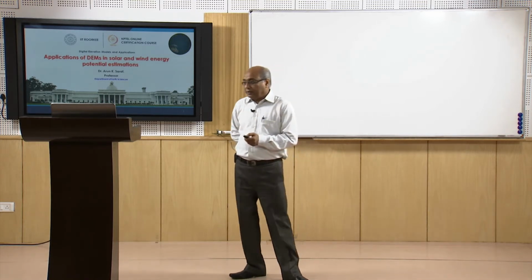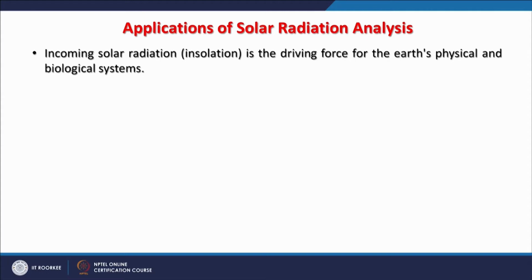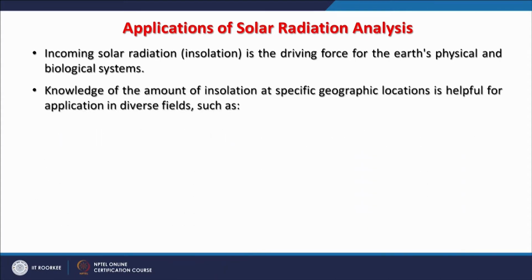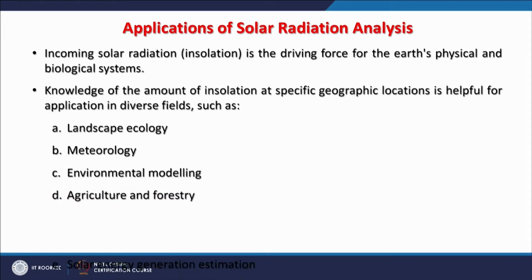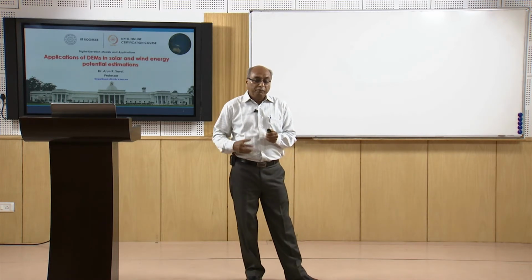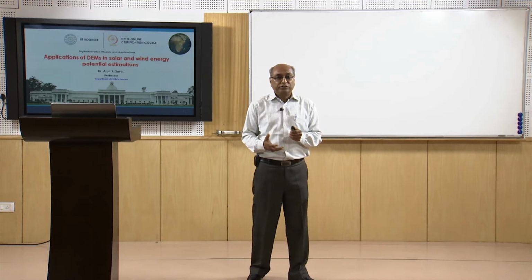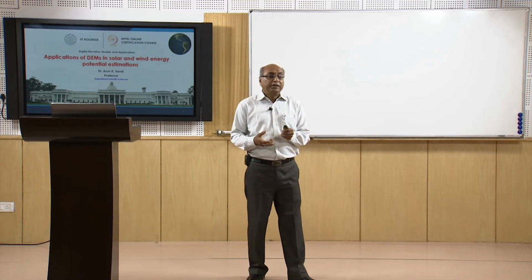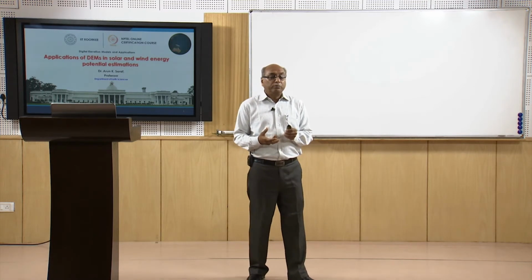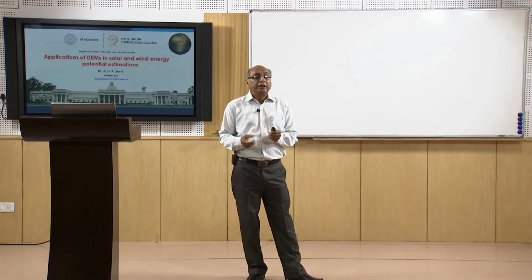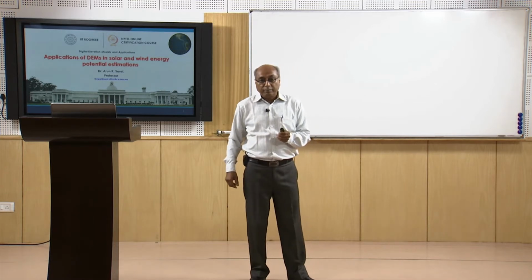What are the applications of this solar radiation analysis? As we know, insolation, that is incoming solar radiation, is a driving force of the Earth's physical and biological systems, and knowledge of the amount of insolation reaching a specific geographic location is definitely helpful for applications in diverse fields such as landscape ecology, meteorology, environmental modeling, agriculture, and of course, a very important one, solar energy generation estimation. Before investment is made, before a solar power plant is constructed at a location, one would like to know how much insolation or total incoming solar radiation would be available at that location. And this estimation can be done very easily using a digital elevation model of that area.